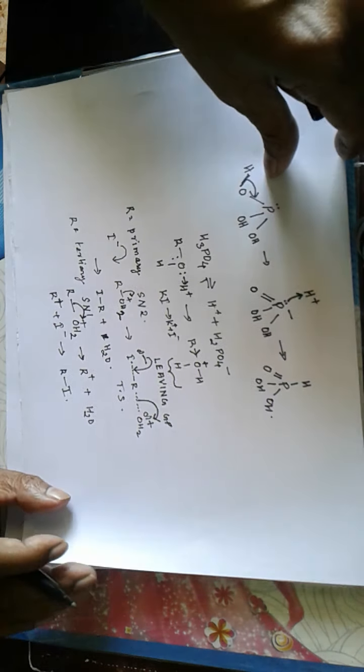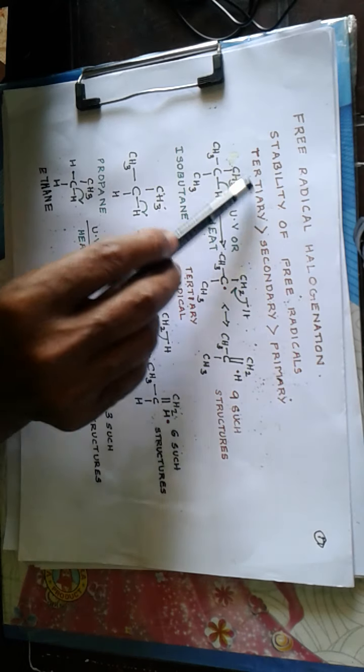So now coming to what is called free radical halogenation. And free radical halogenation is started by ultraviolet light or heat. Now before studying free radical halogenation, we should know about the stability of free radicals. Now here we have taken isobutane.